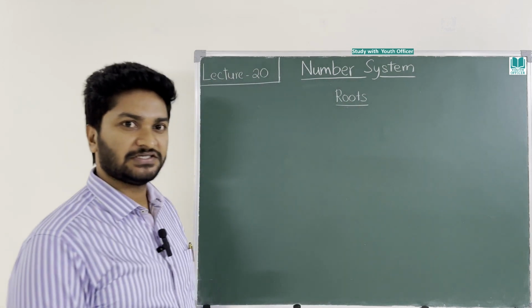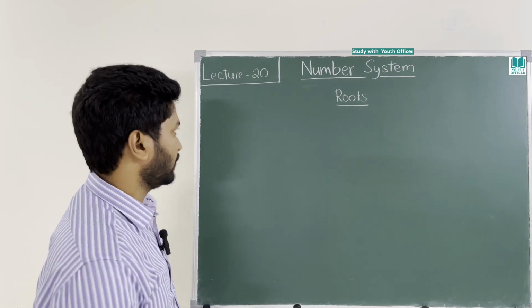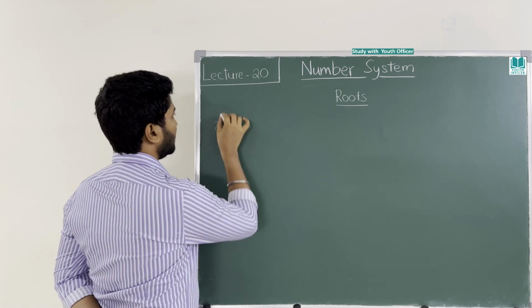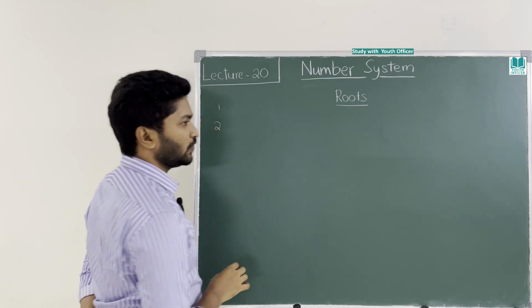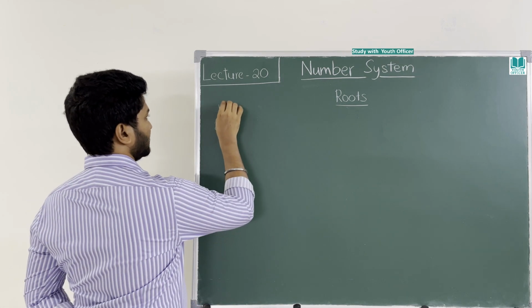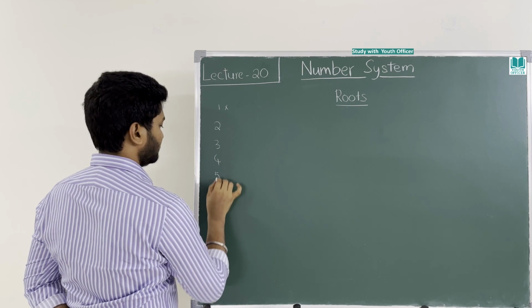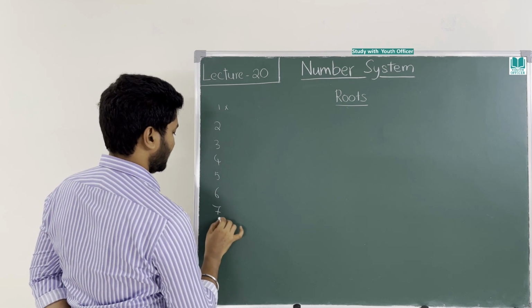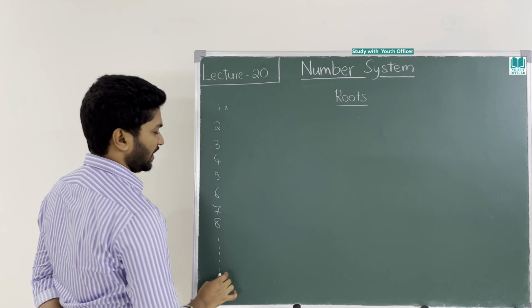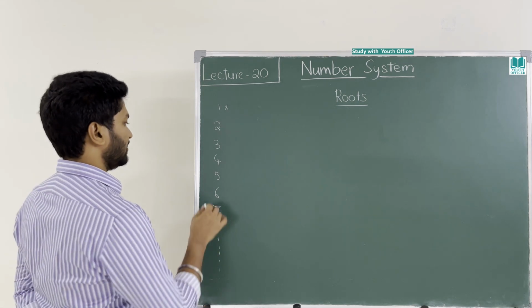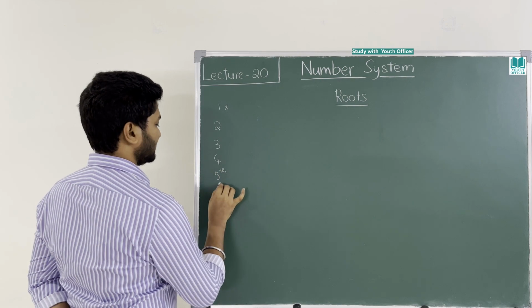What are roots? How do you say root? Root starts from number 2. For the first number 1 there is no root. 2, 3, 4, 5, 6, 7, 8, and so on. You can keep calculating root for any root. This is 5th root, 6th root.